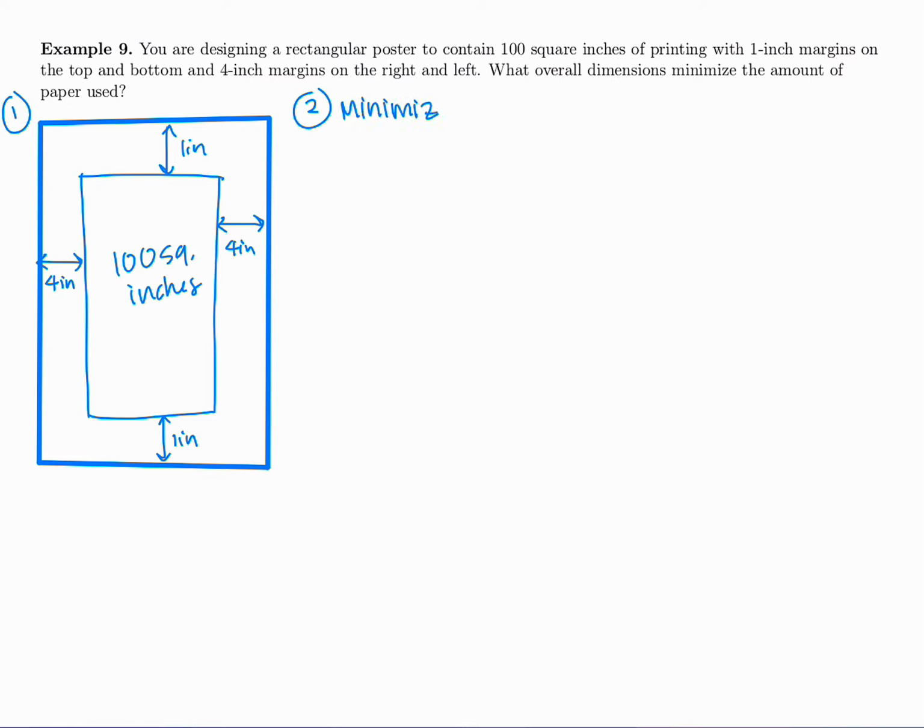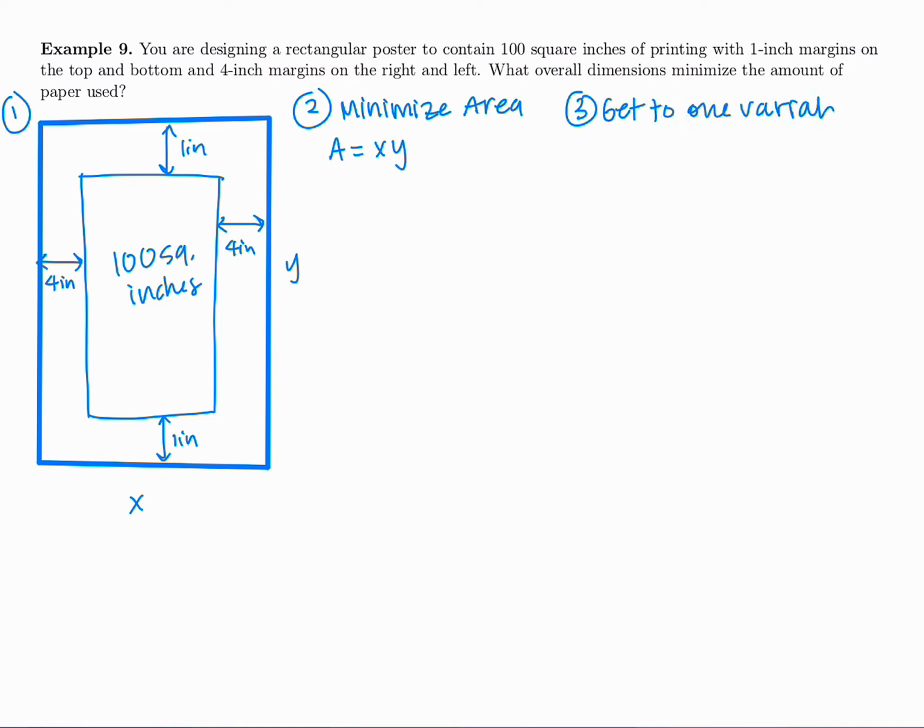That's minimize the paper used. That's going to be an area idea, right? Because this is a two-dimensional thing, so I'm minimizing that area is my goal. And the area of this, well, I can call this X and this is Y, right? That's the full area of it. So that is X times Y. Okay. I need to get that to one variable.